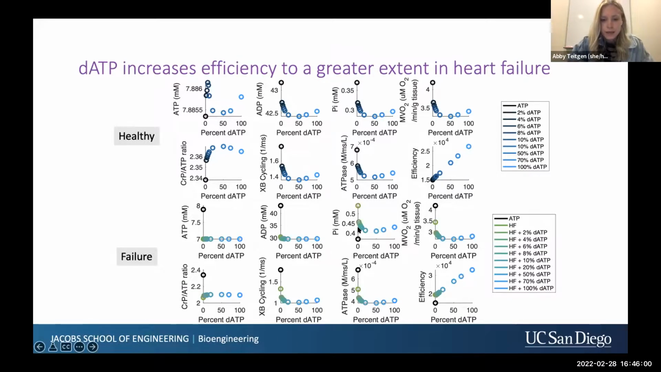In the failure case, we see elevated inorganic phosphate and a decrease in the creatine phosphate to ATP ratio. So this is pretty indicative of heart failure. And then we see similar trends when we apply dATP in terms of increasing inorganic phosphate and ADP concentrations. We do see a slight increase in myocardial oxygen consumption with dATP, which is potentially a concern with dATP treatment, but it does not appear to increase beyond the healthy level. And we also see increases in efficiency, both in the healthy and in the failure case with dATP. And interestingly, efficiency also increased to a greater extent in the failure case.